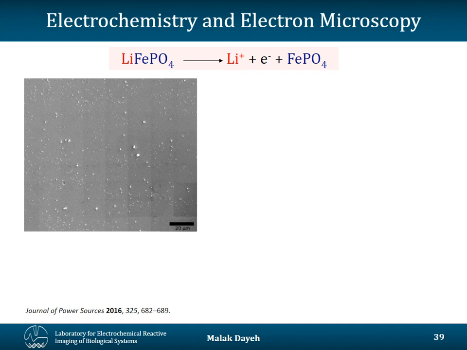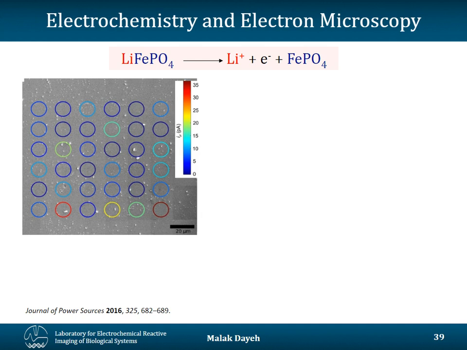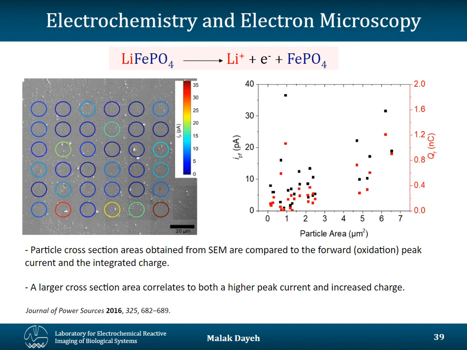So here on the left-hand side, you have a high-resolution stitched SEM image where LFP particles, which are the whiter aggregates, are dispersed. Each of the areas where we landed the micro droplet is highlighted by the circle, and the color of the circle, in this case, is the current of the forward peak for the intercalation reaction. You can then get really nice statistics. You can see that a larger cross-sectional area correlates to higher peak current and increased charge, but you can generate a lot of data and evaluate a large number of battery particles using this method.